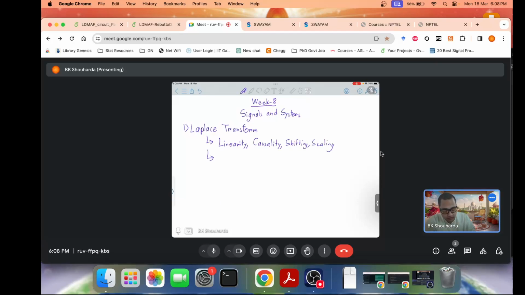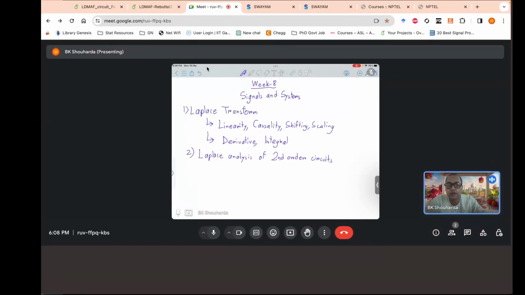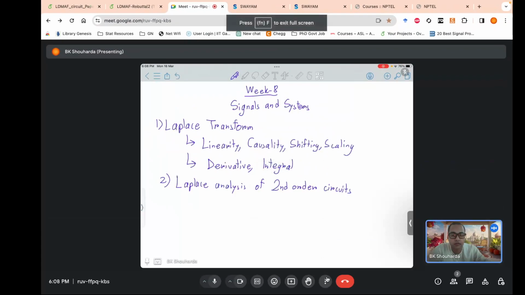Then we also looked at the derivative and integral of a signal. These properties were also looked at. Then Laplace analysis of second order circuits was also carried out. So it's simply the continuation of the Laplace transform which we had done in the previous week. We'll just solve a few problems and that would be it.